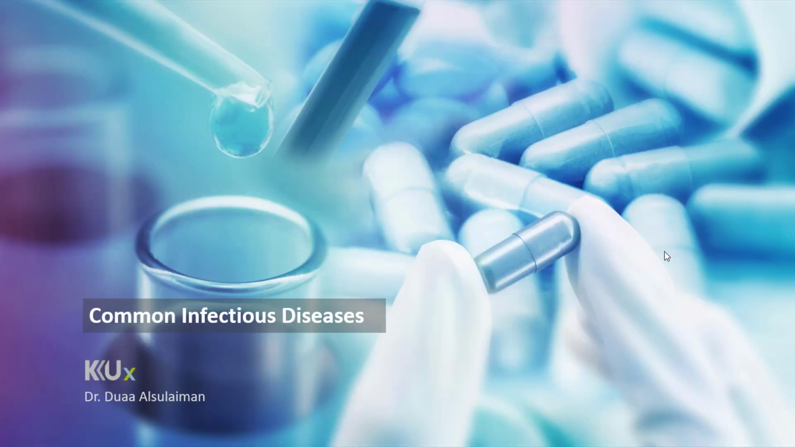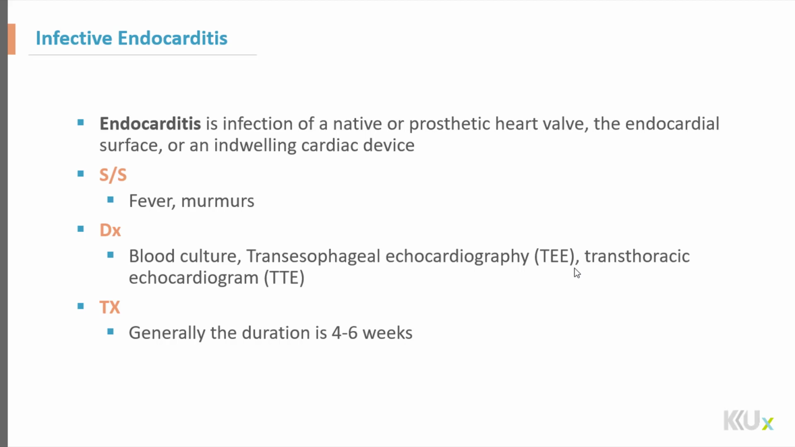Okay, let's continue with the most common infectious diseases. Here we have infective endocarditis. What does that mean? It's an infection of the heart valve, endocardial surface, or an indwelling cardiac device. So it's an infection within the heart valve or the surface or the device. The patient might have fever as well as murmurs.